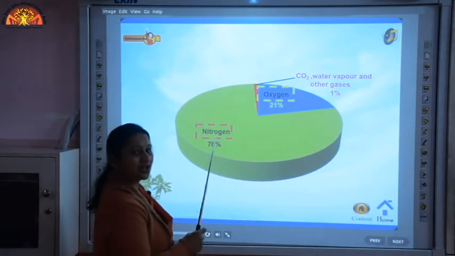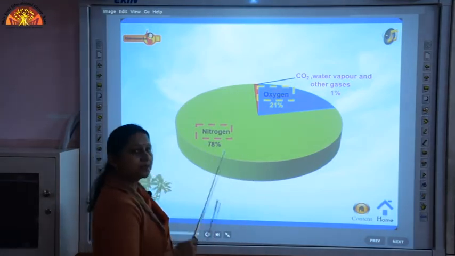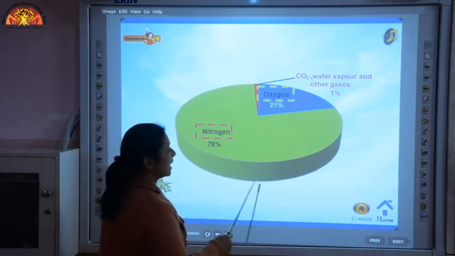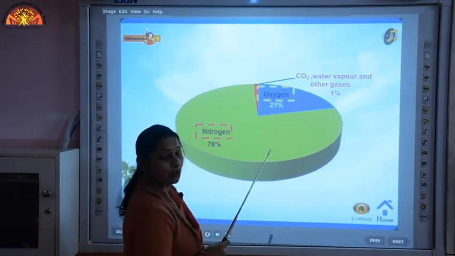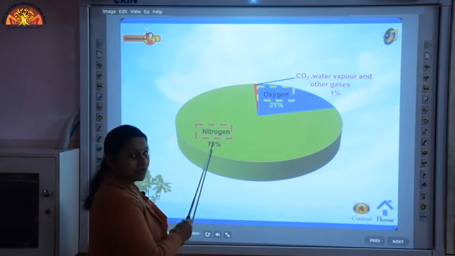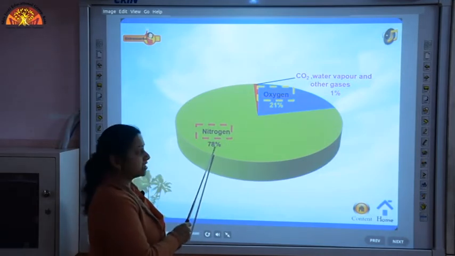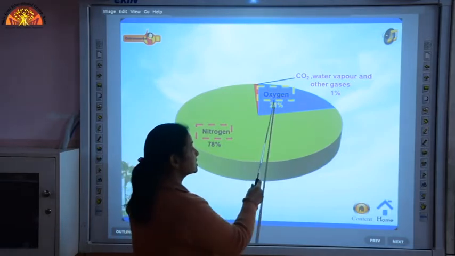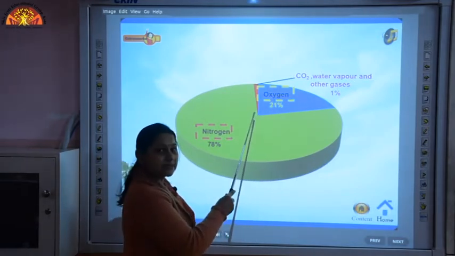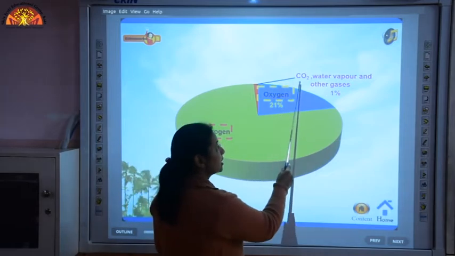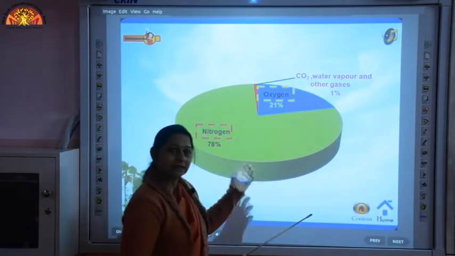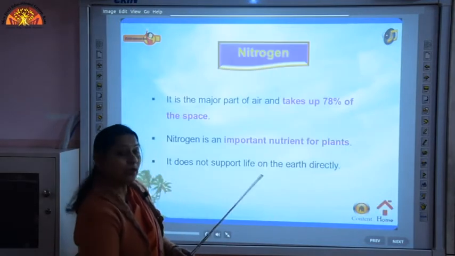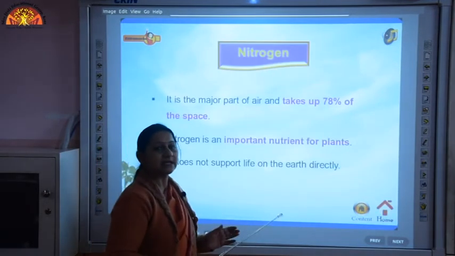Now, we have a pie chart over here which shows the composition of different gases in the air. Here you can see that the maximum amount of gas which is present in the air is nitrogen, and that is 78%. 21% of the air comprises of oxygen, and only 1% is made up of carbon dioxide, water vapors and the other gases which are present here in the air. Now, we are going to discuss these gases one by one.